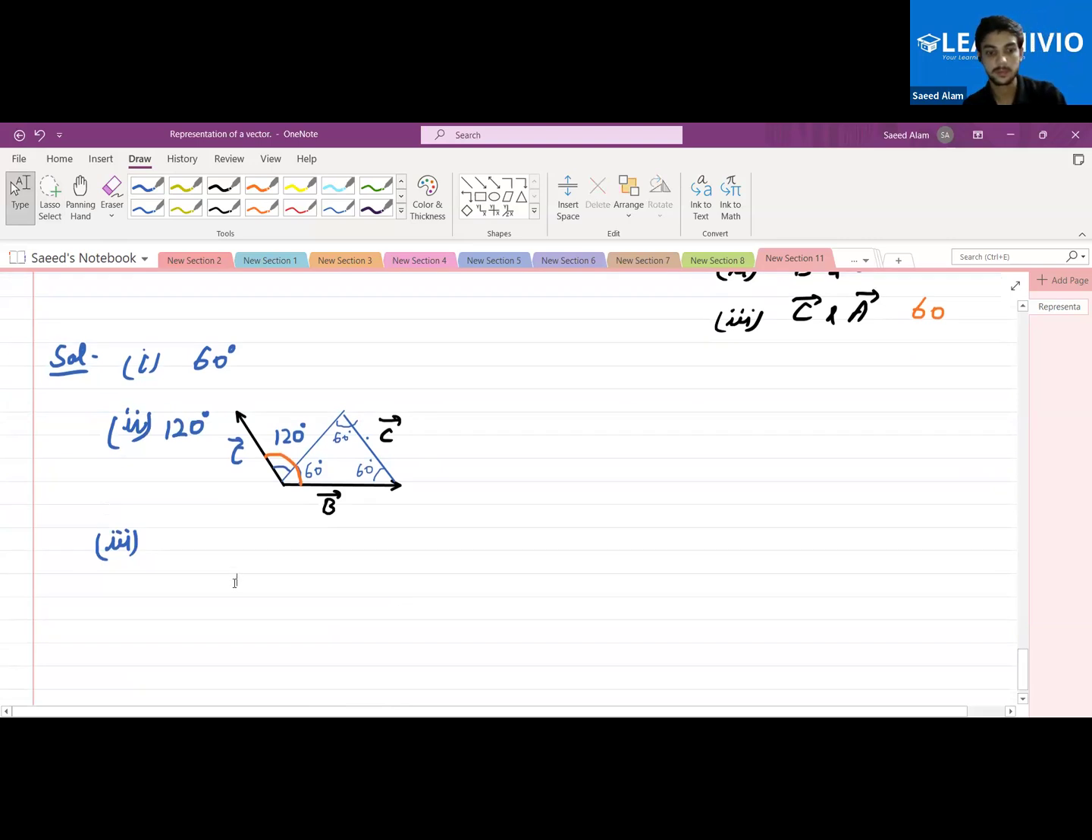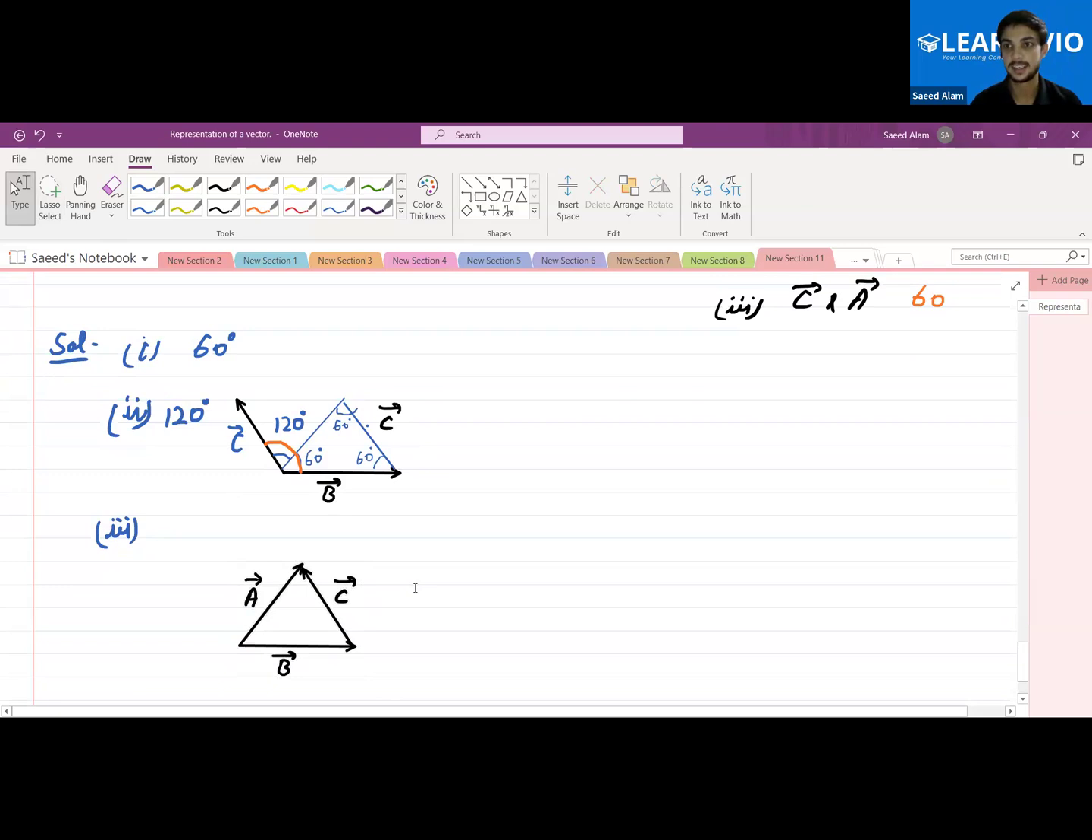Is it 60? Yes, you are right. Okay, how will we do this? See, first of all, B is not required for C and A. So first of all, remove this. Now what is required is that we can shift the C. So if you had already found it out, let's not do it like this.